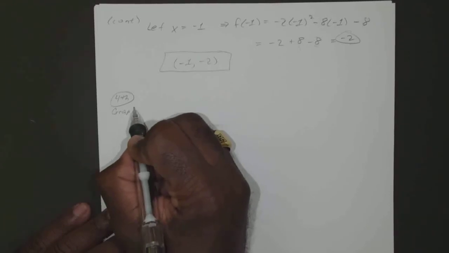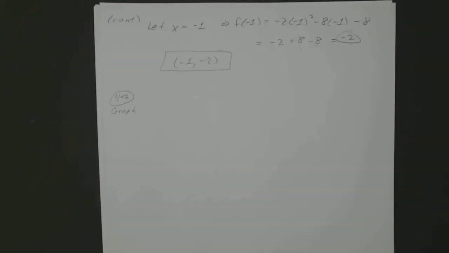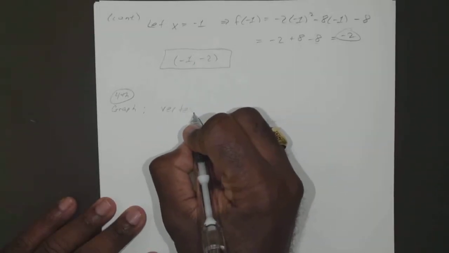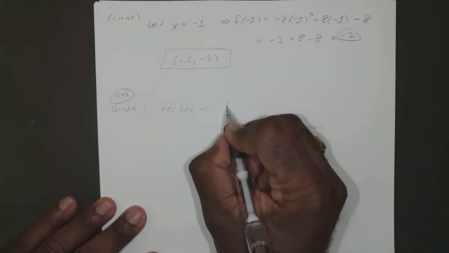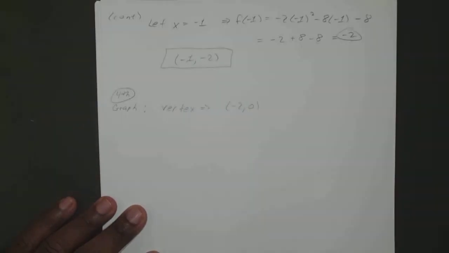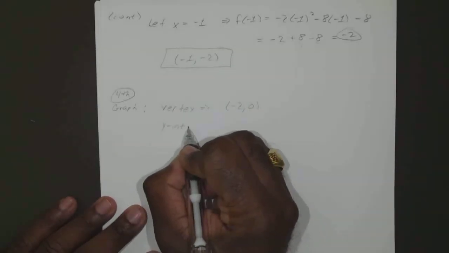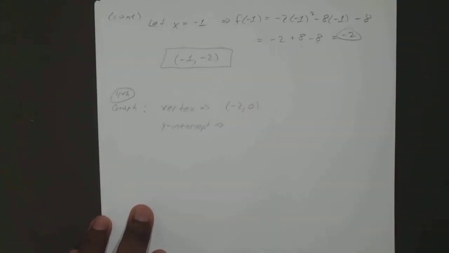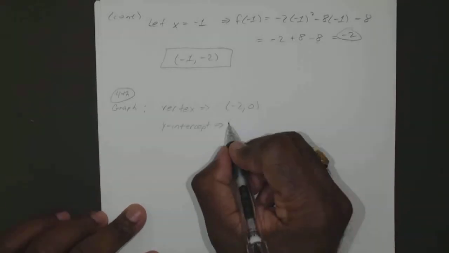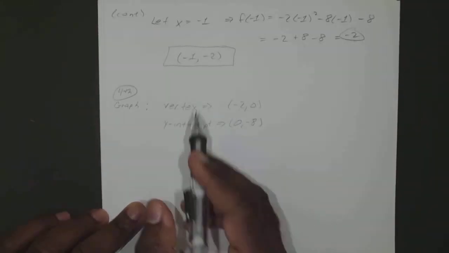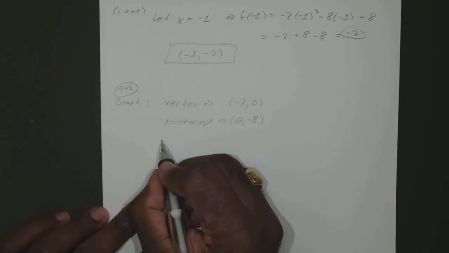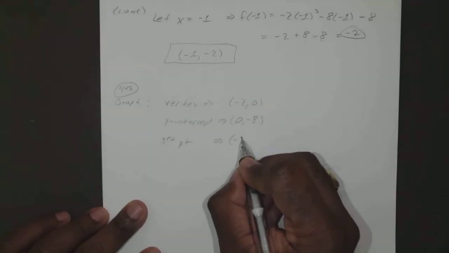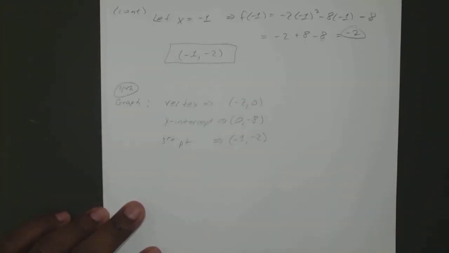Okay, so our fourth step is we go ahead and graph. We have our vertex, which is -2, 0. We have our y-intercept, which is 0, -8. And we have our third random point of -1, -2.